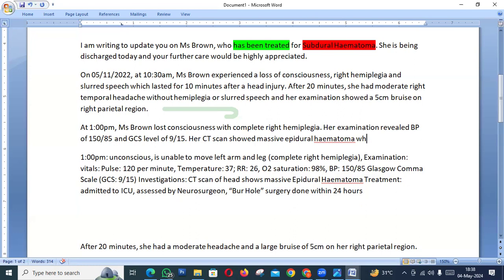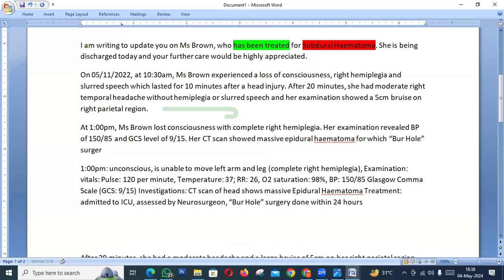Or you can say for which bowel surgery was done within 24 hours. You can say like this. Or which was treated with bowel surgery within 24 hours. Both are okay. For which. This is the name of the surgery. You will write in capital. Okay, done.